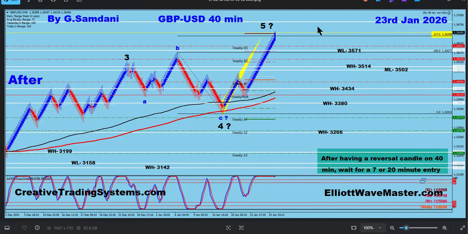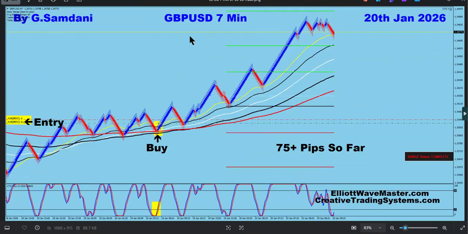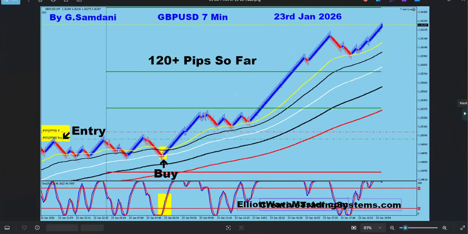So where's my trade? Did I trade to the long side after the 16th? Let's take a look. Okay, on the 20th, 75 pip, beautiful entry, entry, entry, entry, entry, entry. All of these are entries. Beautiful move, right? This is on the 20th, and then this is again on the 23rd, Friday. There's another one. This was the entry, this was the entry.